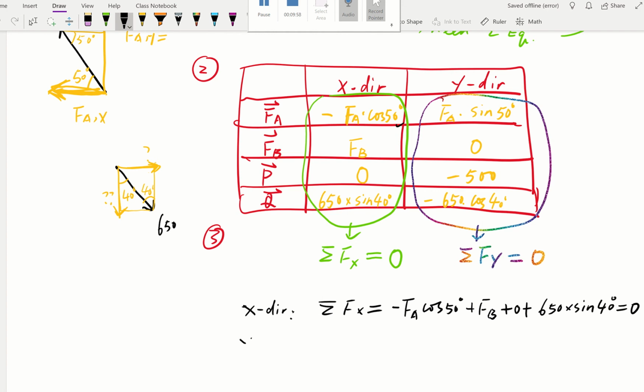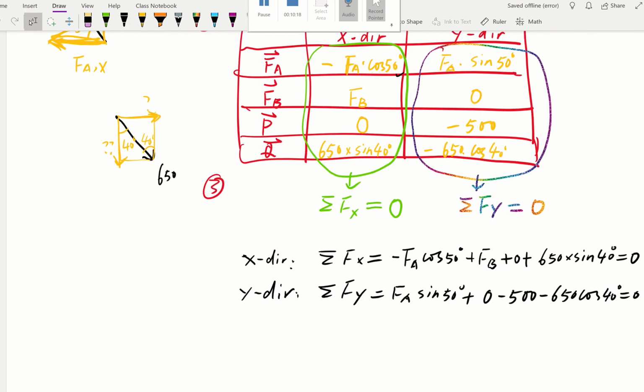Then we're going to do the same thing for the y direction. The sum of all the forces in y will have FA sine 50 plus 0 minus 500 minus 650 cosine 40. That gives us equal to 0. Two equations, right? That's what we have. And two unknowns, FA and FB. Then we can solve this.